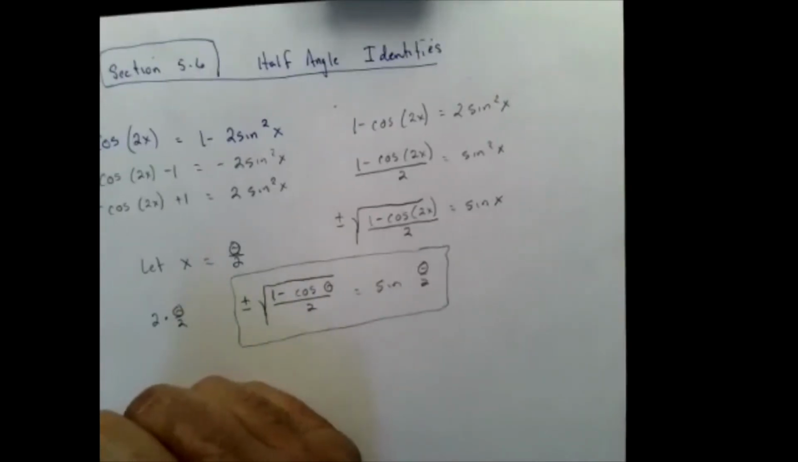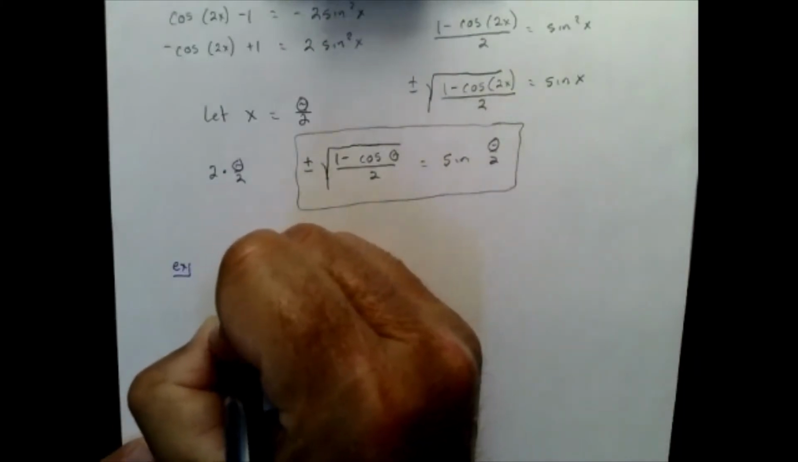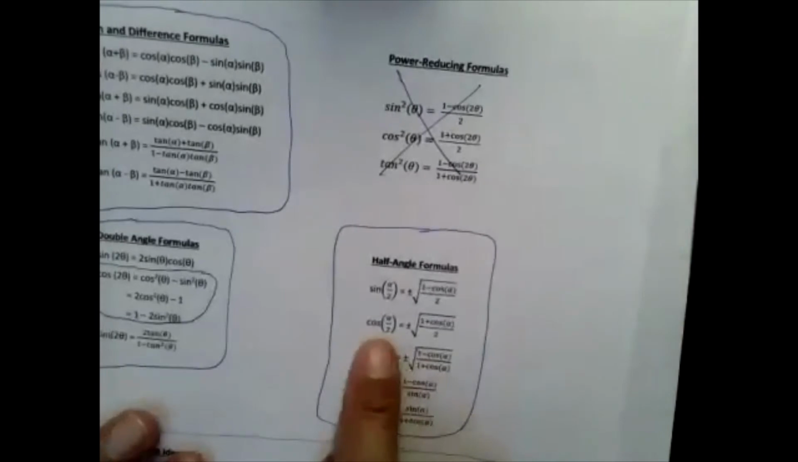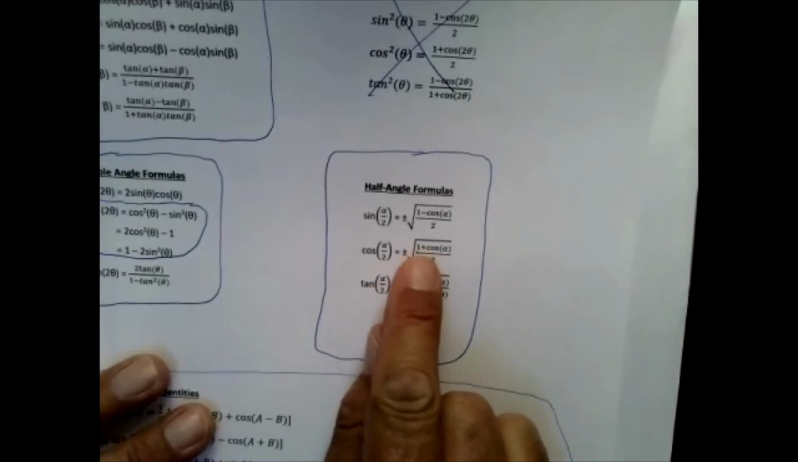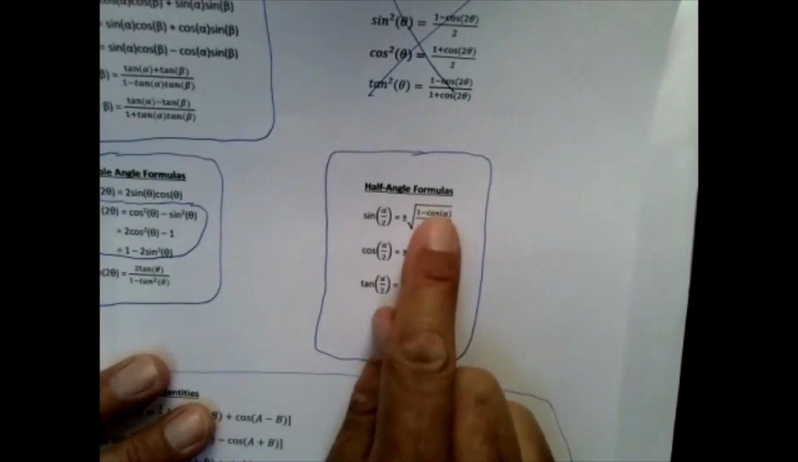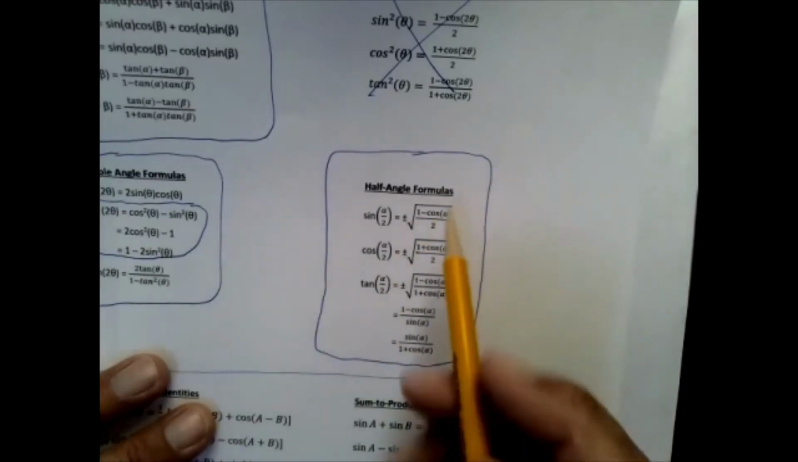For example, if I said, okay, here's an example. What is the cosine of 15 degrees? Ooh, okay, well, we solved and found the sine, but here's the cosine. Cosine of theta over 2 equals plus or minus the square root of 1. Oh, it's almost the same, except it's plus instead of minus. Anyhow, still glad I don't have to memorize it.